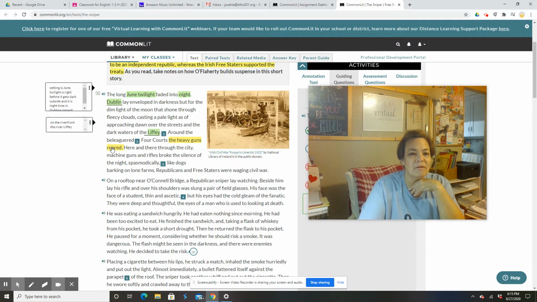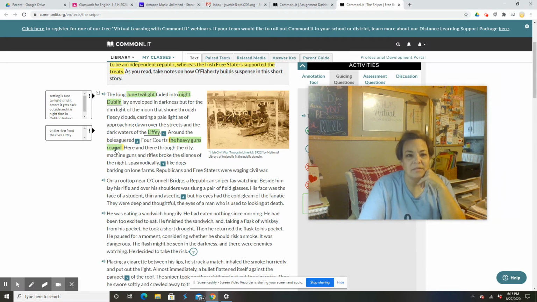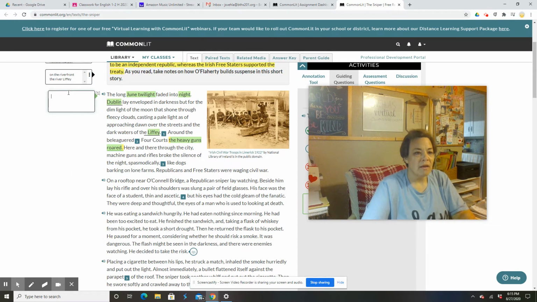Okay, so what does that tell us? Oh, I want that to be a different color. I want that to be green. So I'm going to change it to green. What does that tell us about the time period or what's going on? It tells us that we can infer from the guns that there is a war.